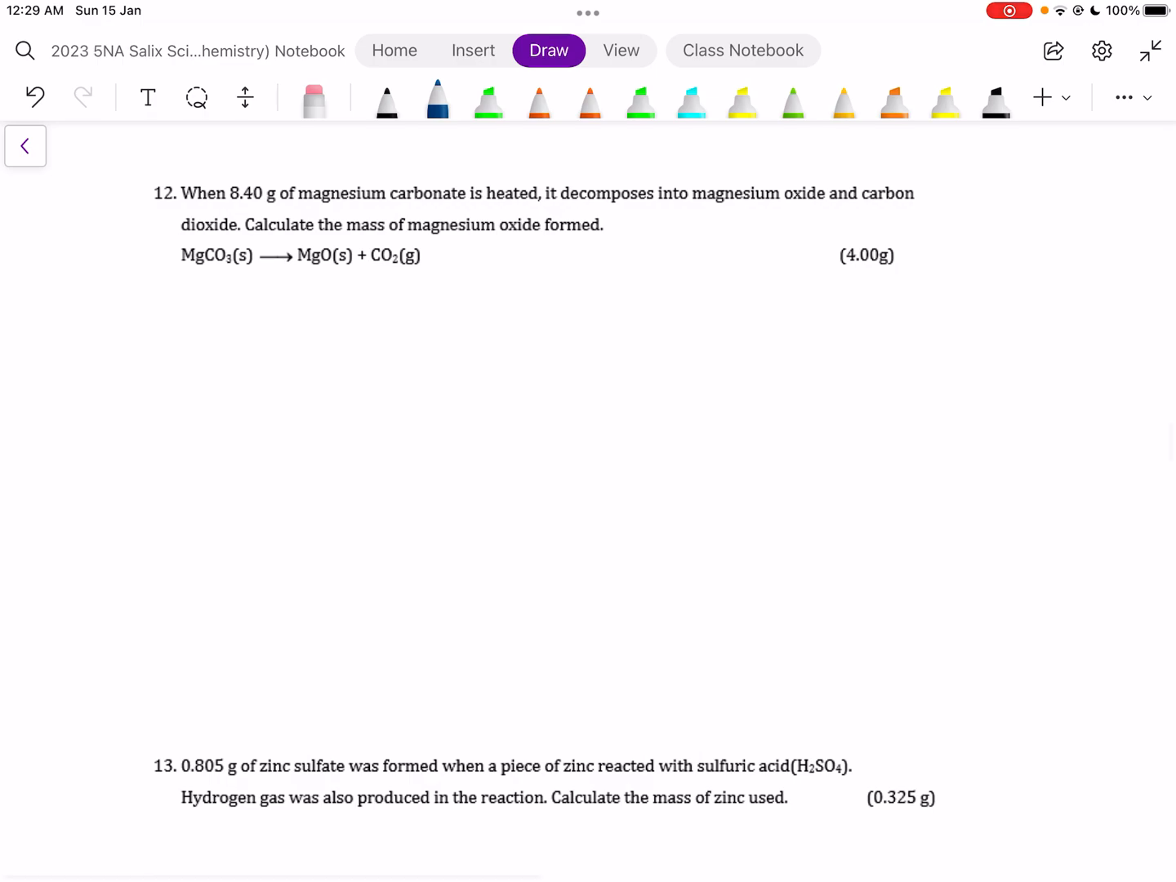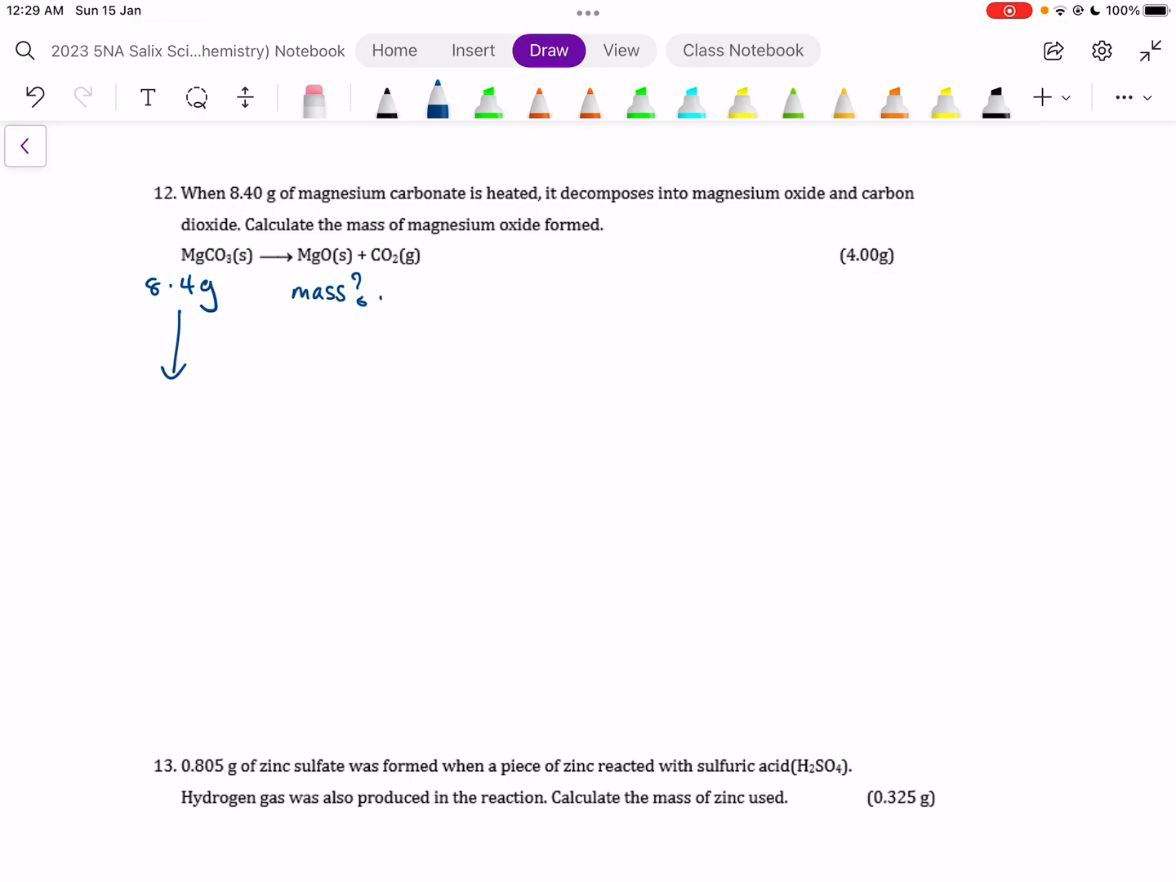Let's look at the next part. You are given 8.4 grams of magnesium carbonate. So now think about it. How do we actually find the mass of the magnesium oxide? Maybe you pause for a while and think about it.